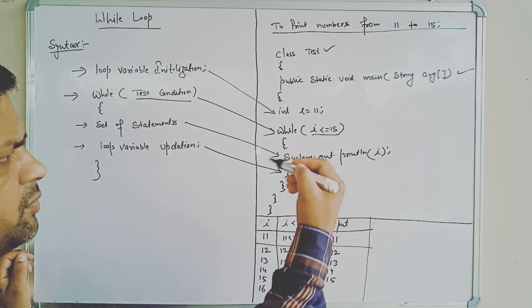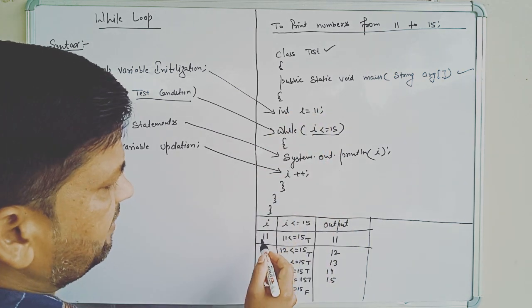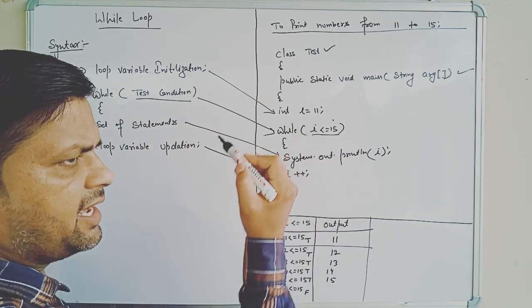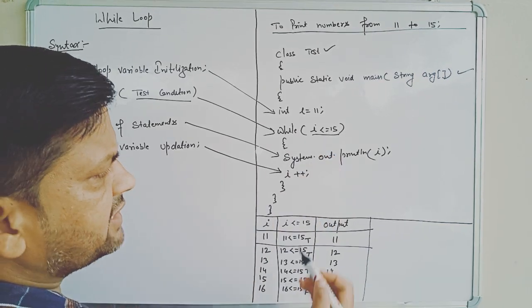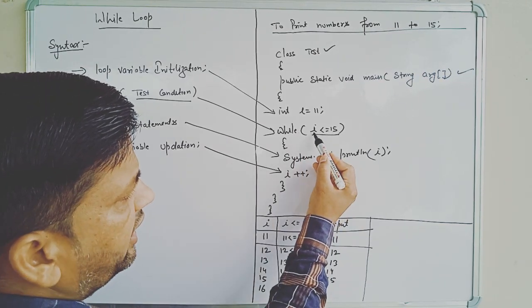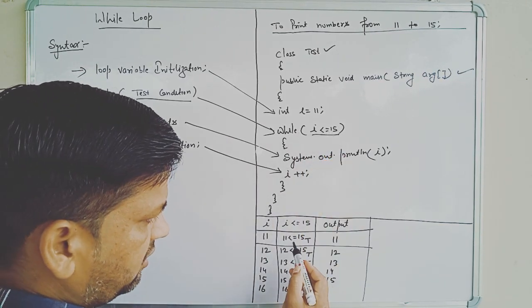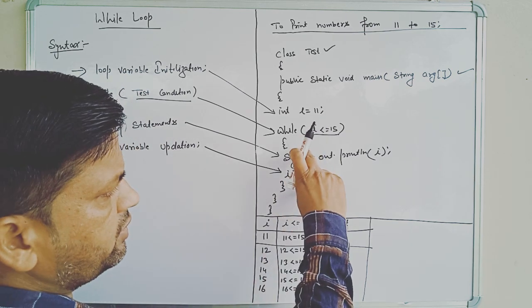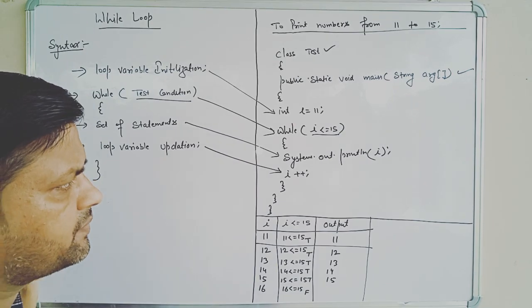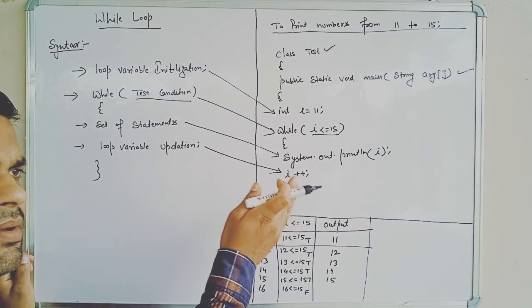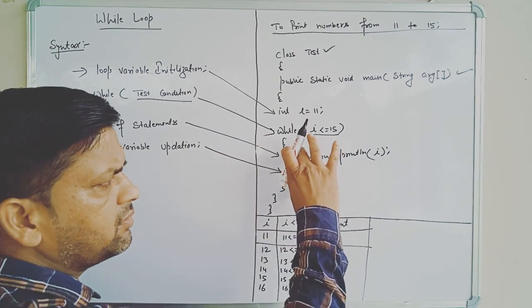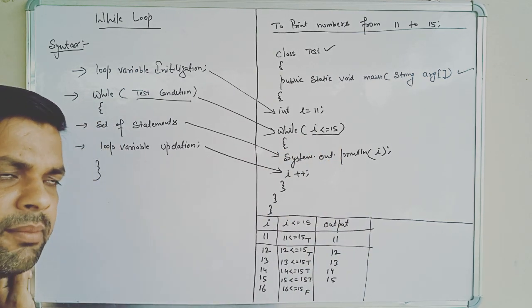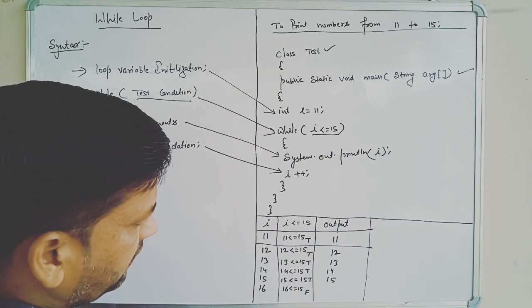Now how will this loop execute? When the value of i is 11 at the beginning, it will come over here, to the second line. In this line it will check while i, meaning 11 less than equal to 15. 11 less than equal to 15, true. If it is true, it will go inside the loop body. So here also it will be the same. If the condition is true, then only the loop body will execute. If the condition is false, the loop body will not execute.